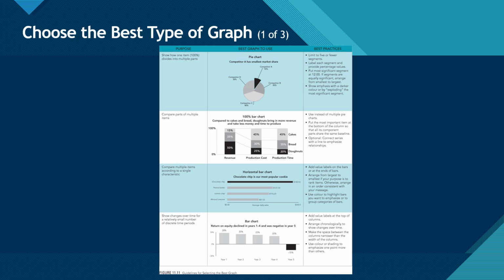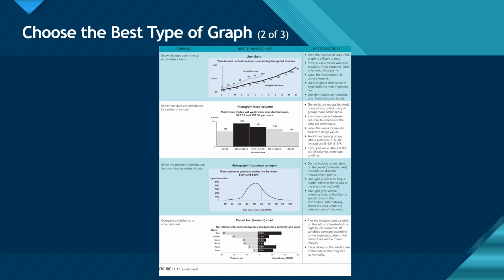Pie charts show how one item is divided into multiple parts. 100% column charts are used to compare parts of multiple items. Horizontal bar charts are used to compare multiple items according to a single characteristic. Column charts show changes over time for a relatively small number of discrete time periods. Line charts show changes over time to emphasize a trend.